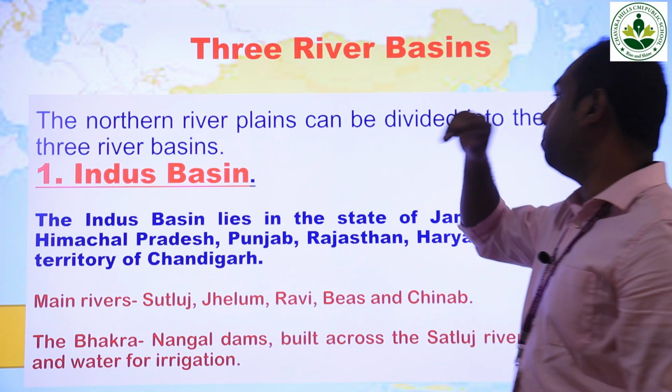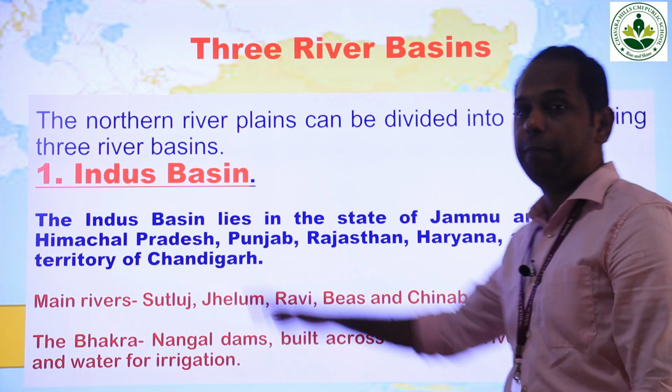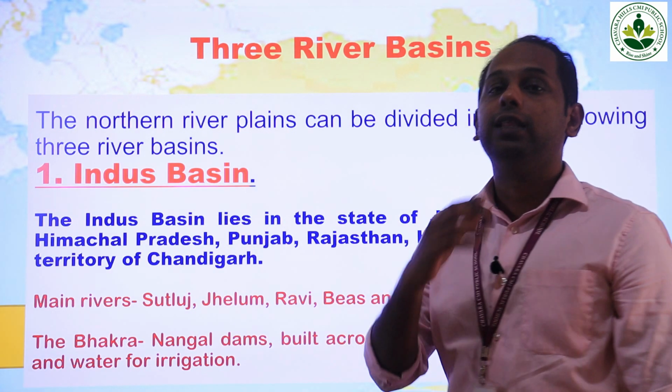The northern plains can be divided into the following three river basins. The northern plain land is mainly divided into three river basins.